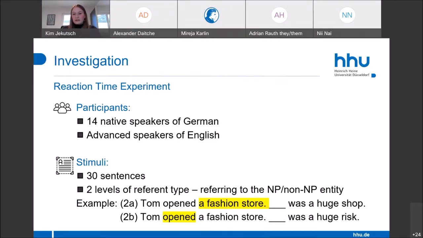Attention was paid that the sentences differed only in the disambiguating noun and that commonly used words were used to avoid extra processing difficulties, especially because I was testing with A2 speakers of English.